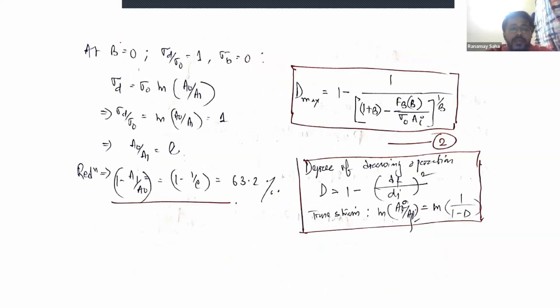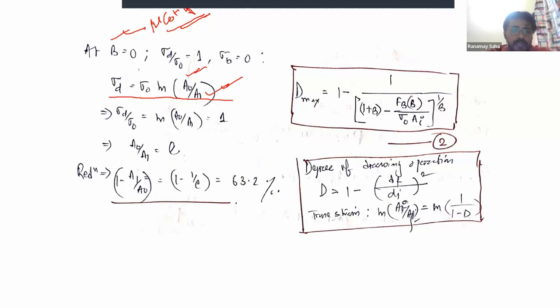Now suppose that your B also becomes 0. B is equal to mu cot alpha. So when there is no friction, mu cot alpha becomes 0 and B becomes 0. In that case, this equation comes down to sigma d equal to sigma naught natural log of A naught by A1. This is the initial area and this is the final drawn area.